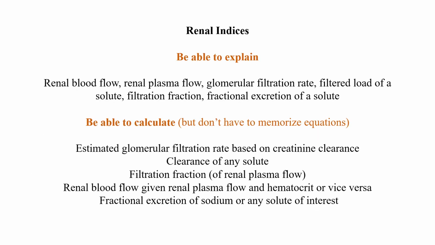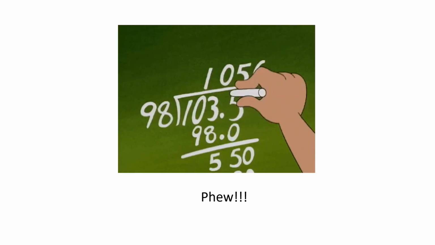At this time, make sure you can explain renal blood flow, renal plasma flow, glomerular filtration rate, filtered load of a solute, filtration fraction, and fractional excretion of a solute. You should also make sure that you can calculate estimated glomerular filtration rate based on creatinine clearance, clearance of any solute, filtration fraction, renal blood flow given renal plasma flow and hematocrit or vice versa, and fractional excretion of sodium or any solute of interest. That's it. Enough renal math for now.